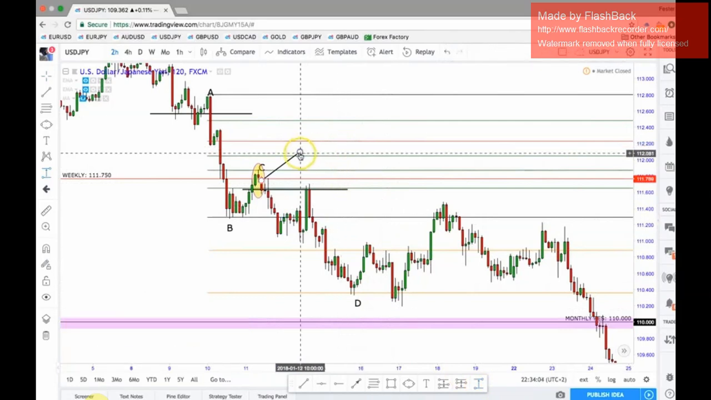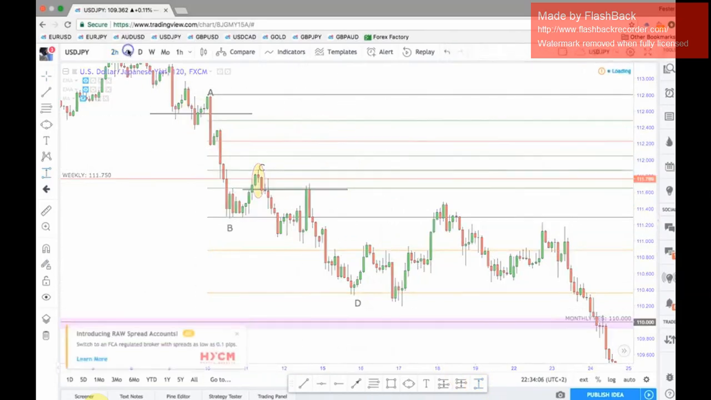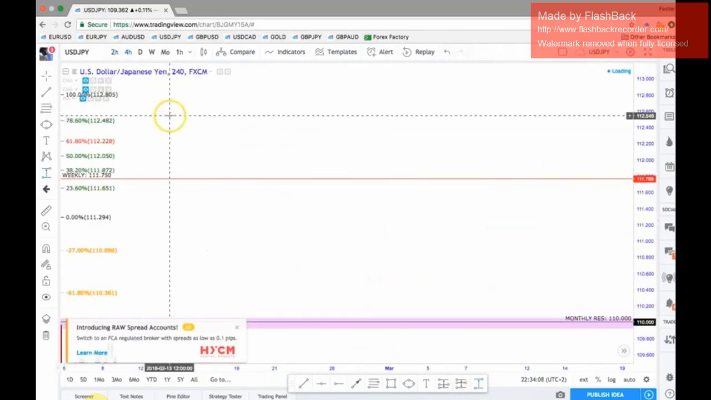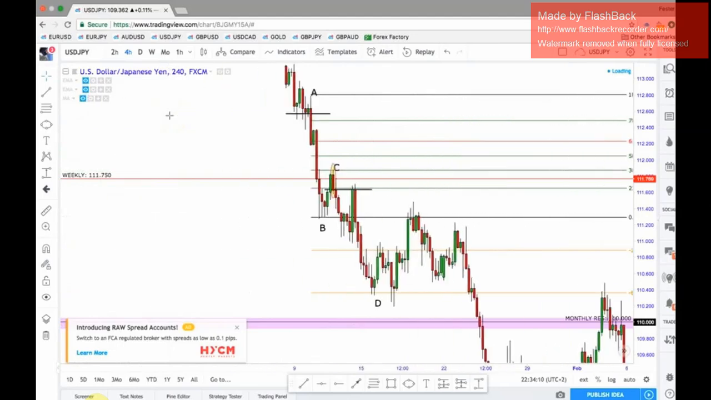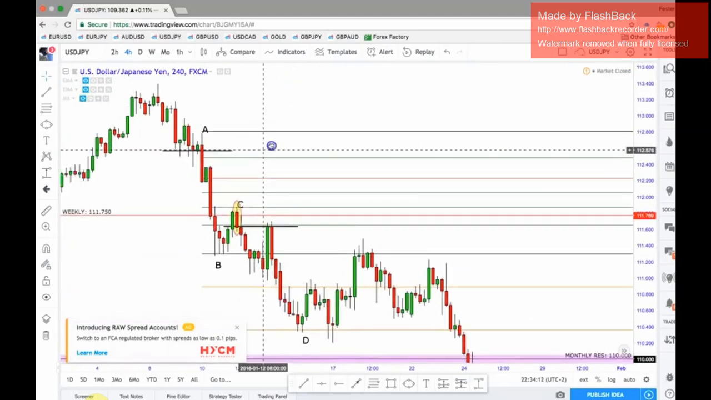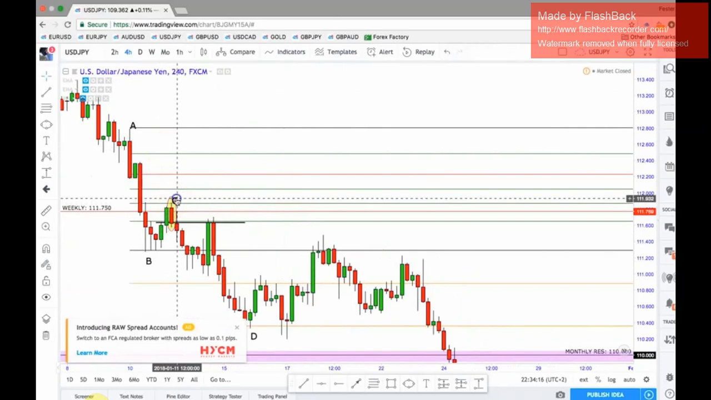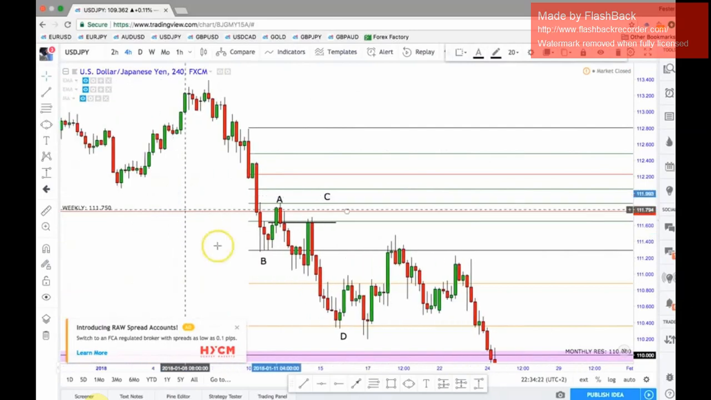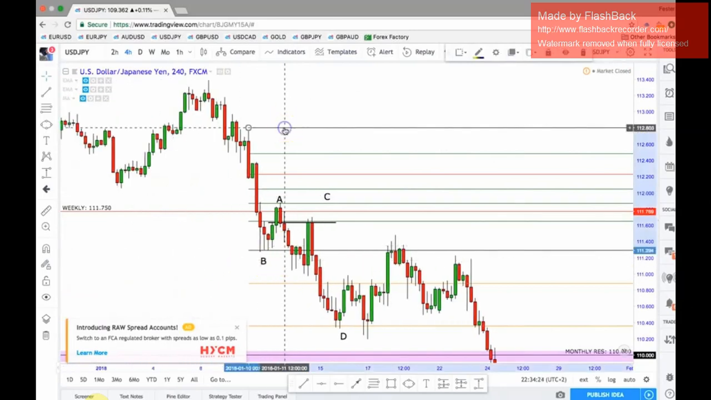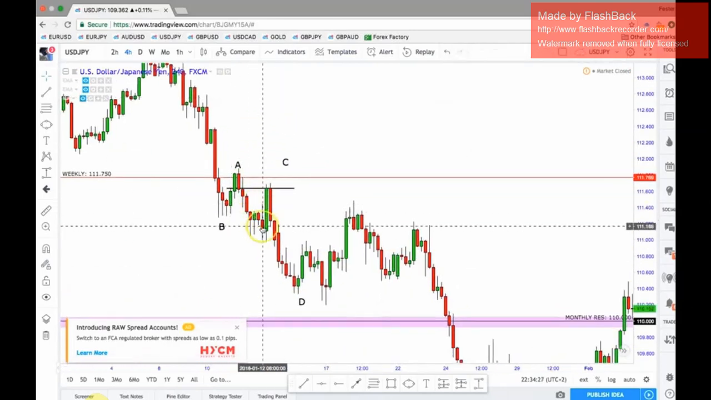Let me delete this. Let's go back to the 4 hour. So now once your ABCD pattern completes its move, your C now becomes the new A. So let's just move the C out of the way for the meantime. Let's delete that. So this is now your new A leg, okay? So let me delete the fib as well. So where's the next level?